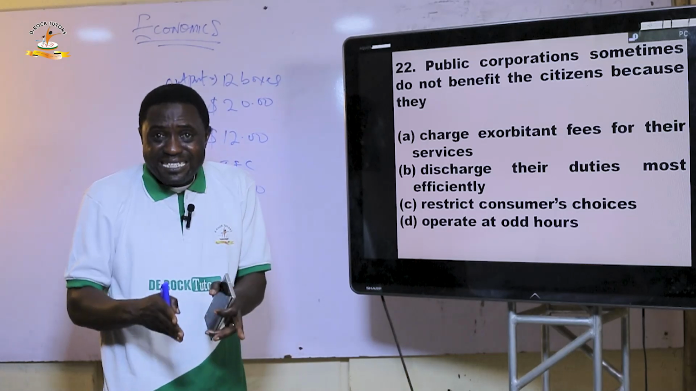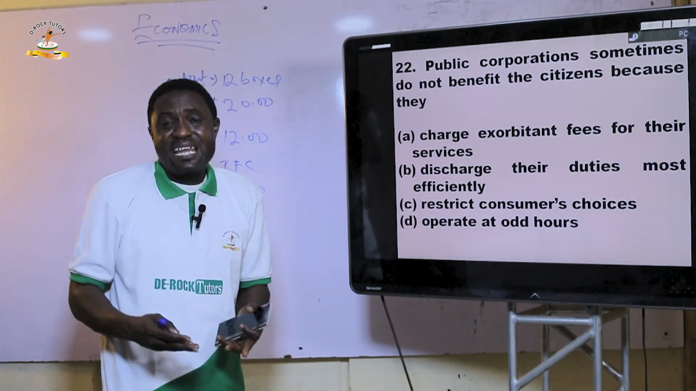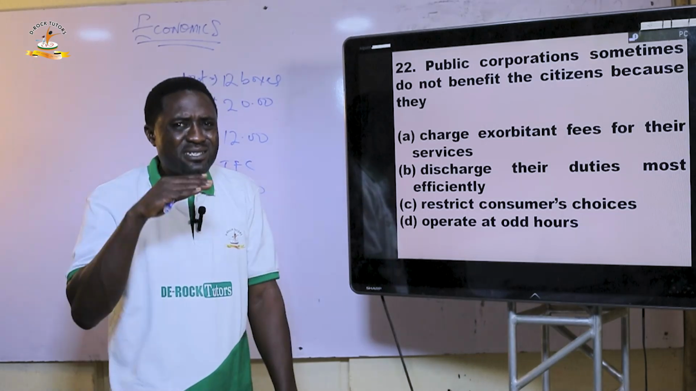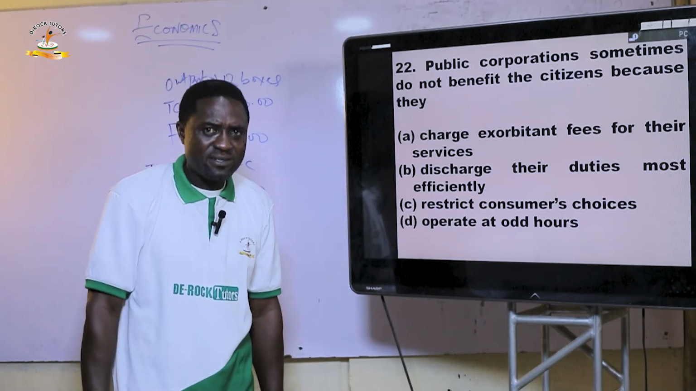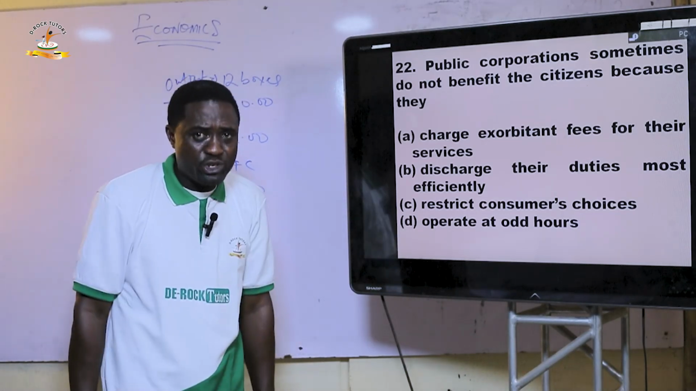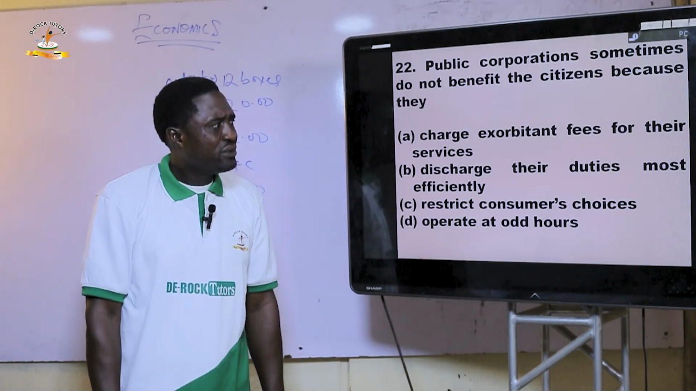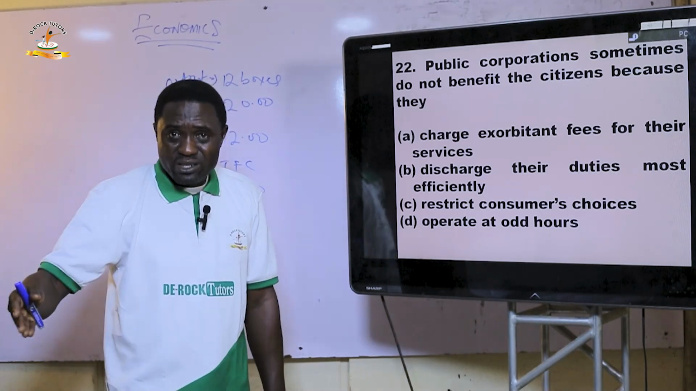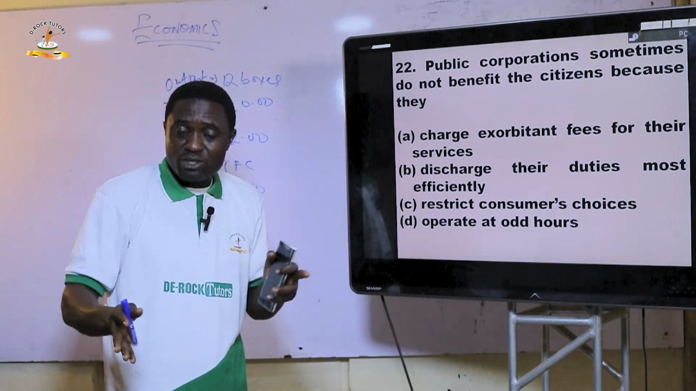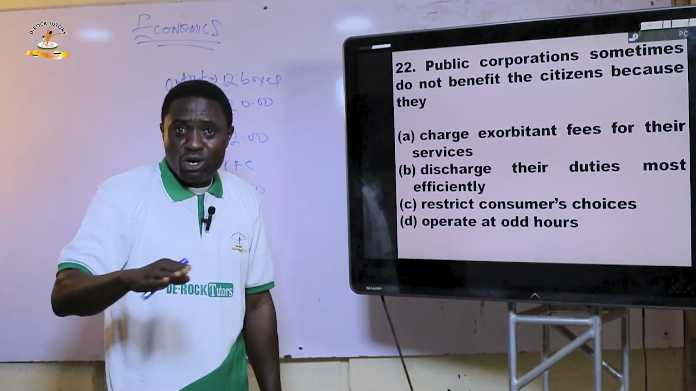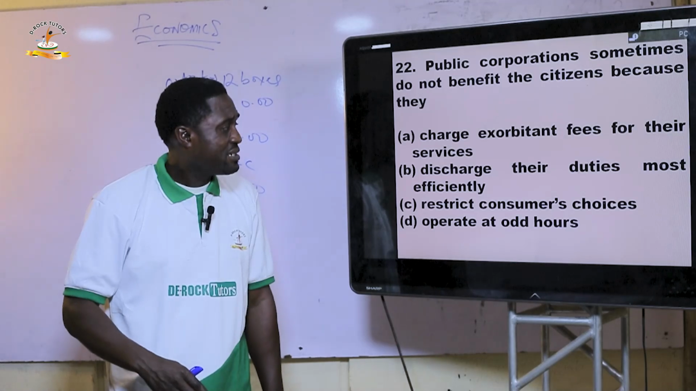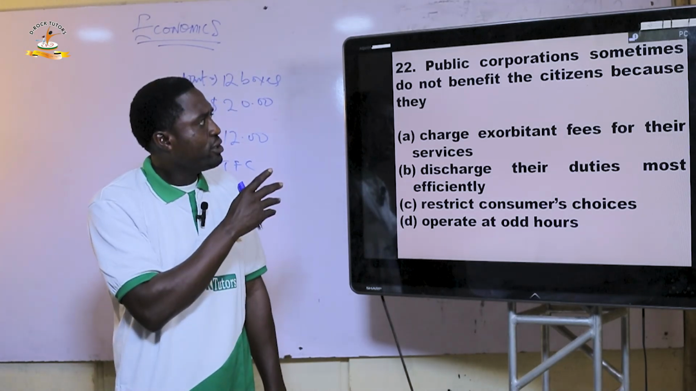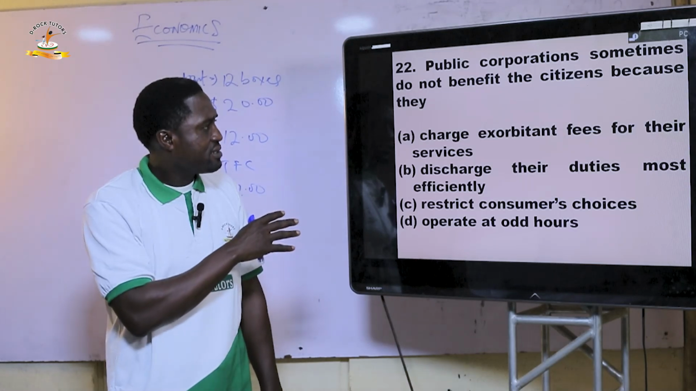Some of them charge exorbitant fees for their services. Some people will not use light as expected, and at the end of the month they will bring a bill: this is the amount to be paid. It is ridiculous. It doesn't make sense, especially in this part of the developing world. So they charge exorbitant fees for services one is not enjoying, they bring a huge bill, and say you are going to pay. This happens a lot in developing countries. Then discharge their duties most efficiently? That's not it.